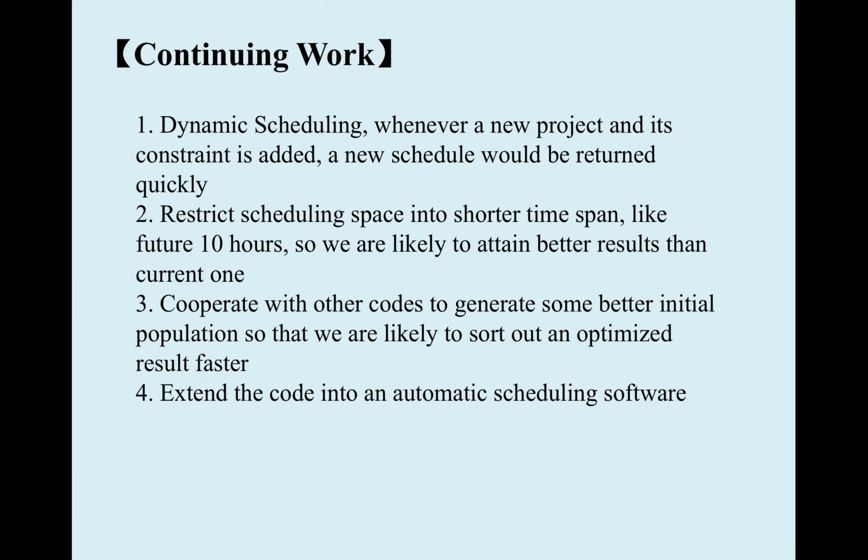My continuing work would be doing some dynamic scheduling. So whenever a new project and its constraints are added, a new schedule would be returned quickly. And I would like to restrict the scheduling space to a shorter time span, like the future 10 hours, so we are likely to attain better results than the current one. We can also cooperate with other code to generate different, better initial populations, so that we are likely to optimize the result faster. And then we can extend the code into automatic scheduling software.